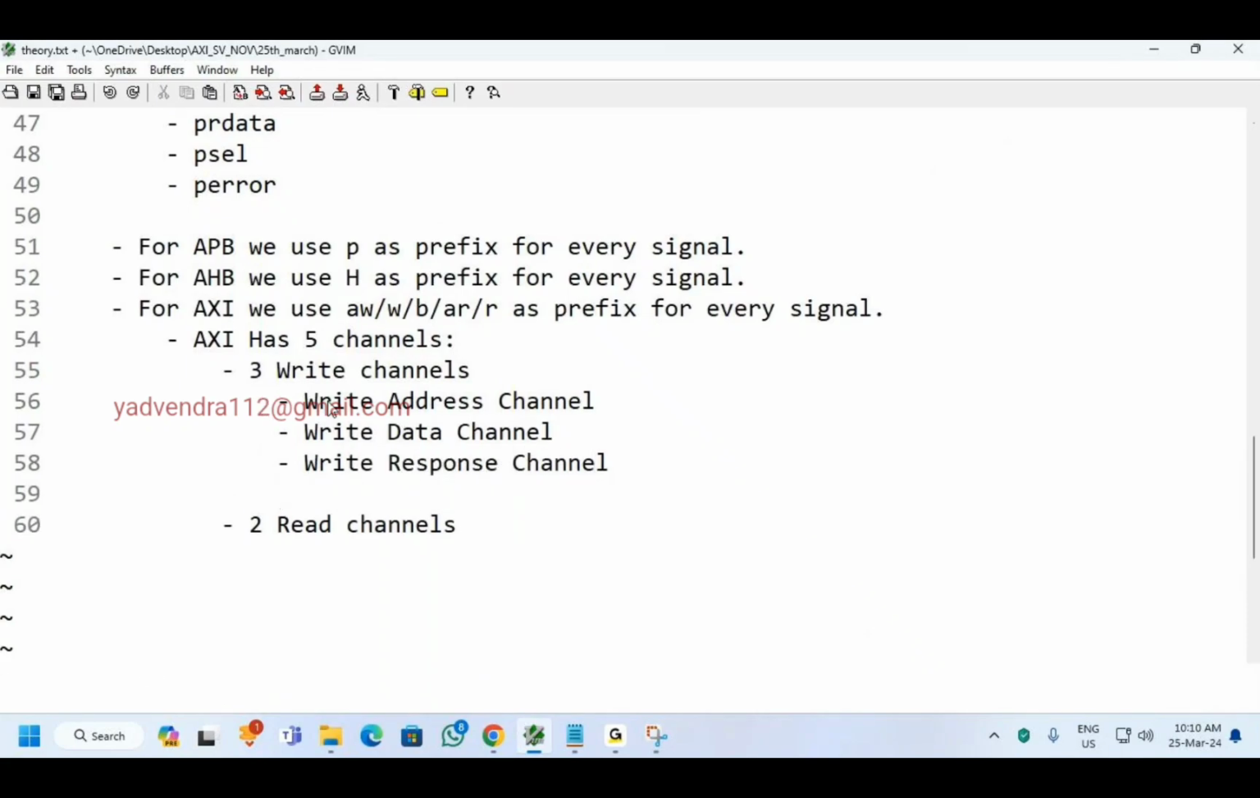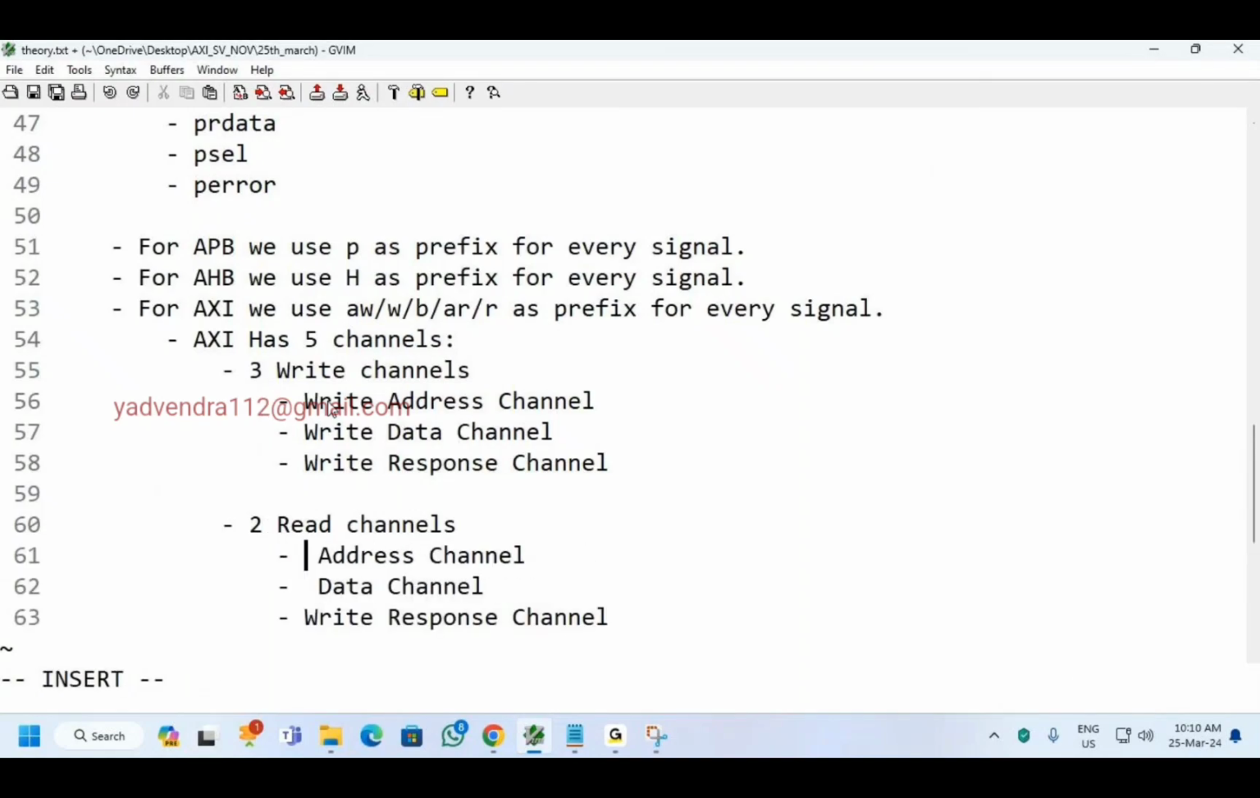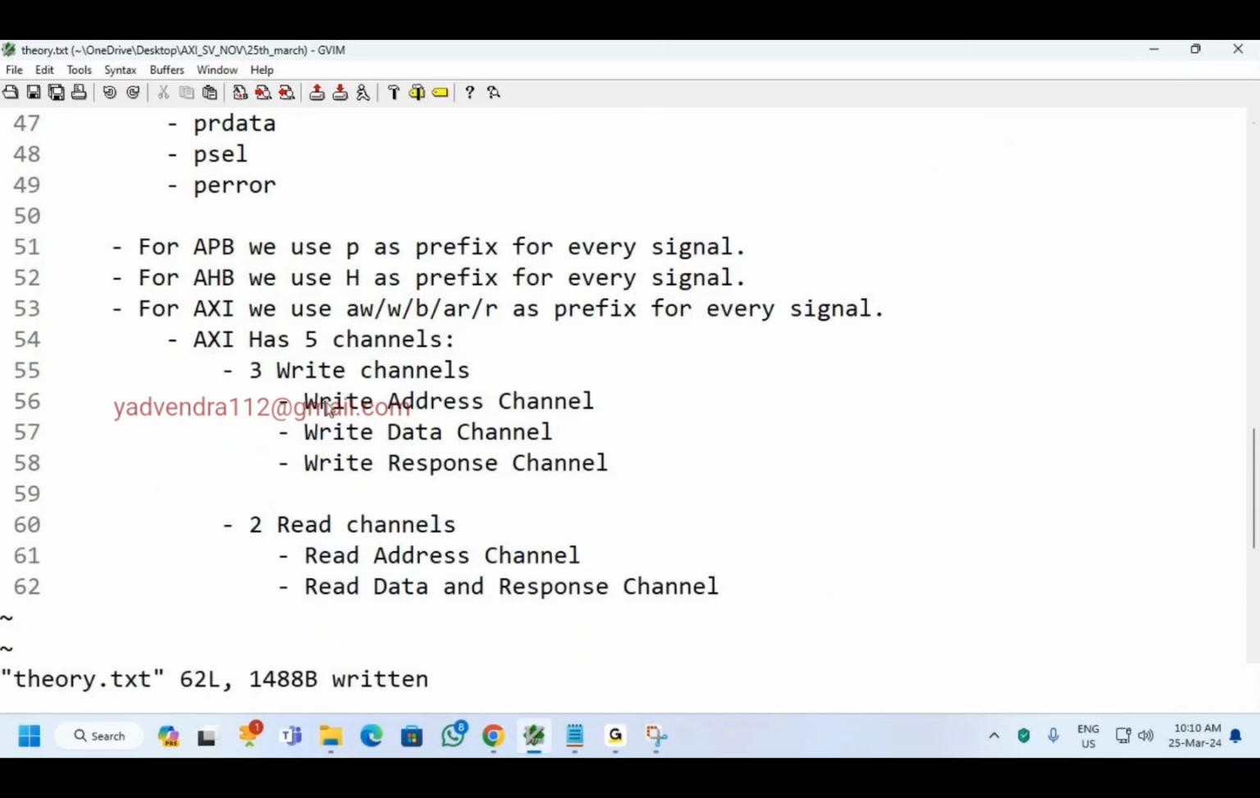Next, the read address channel and the read data and response channel. So here we have 5 channels. For each channel we use these prefixes, to tell which channel a signal belongs to, AR, R.